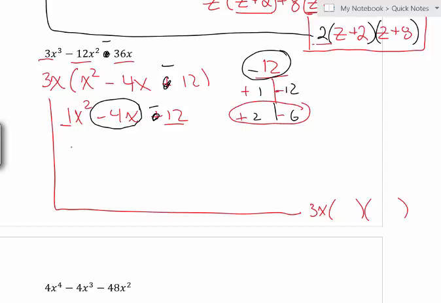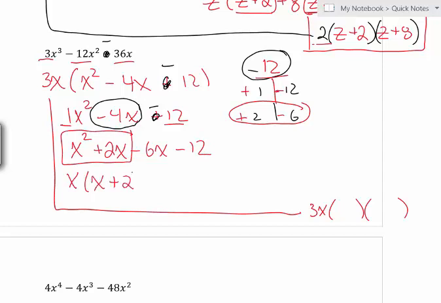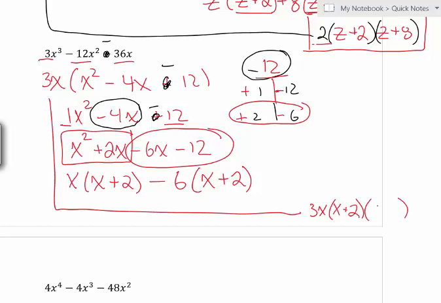Okay? So now let's go ahead and rewrite it. X squared plus 2x minus 6x minus 12. Out of here, I can factor out the letter x, left with an x plus 2. Circle those two, since that's a negative. Can factor out a negative 6, also left with an x plus 2. And so here, I'm going to have my common factor of x plus 2, and my other factor of x minus 6. Right?